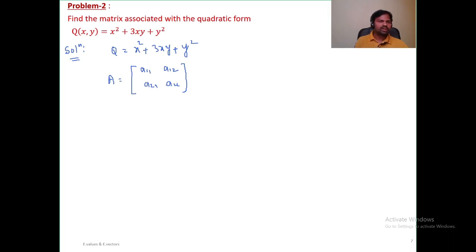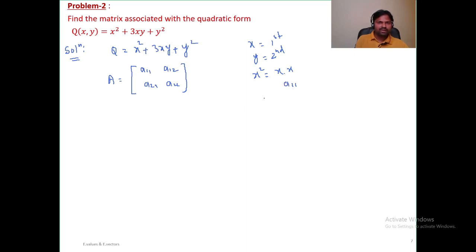Now we need to find A11, A12, A21, A22. The x square coefficient is 1. x square is nothing but x into x. x means the first variable, y means the second variable. Now if I write x square, what does it mean? x into x means the first variable and the first variable. That means it is the A11 coefficient. So the x square coefficient is nothing but A11.